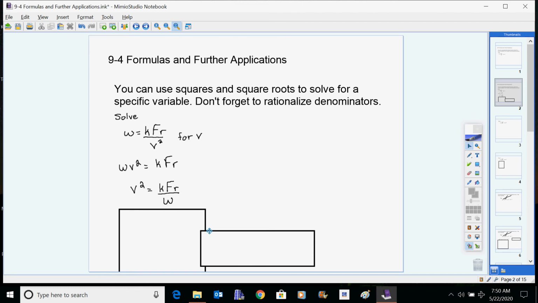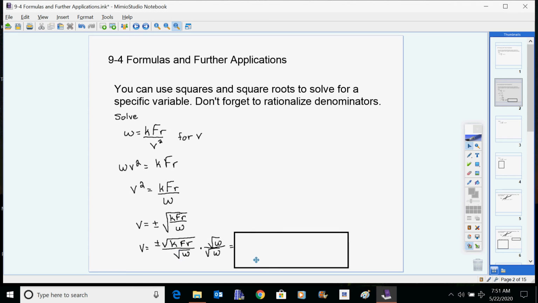And then in order to undo a square, you know that you have to take a square root, but it gives you two answers when you square root. So you have a plus or minus of the square root of this whole thing. But what that gives us is a situation where you've got a radical in the denominator, which we can't have. So we need to handle that. So you know that in order to handle that square root of w, you have to multiply by square root w over square root w, which will give you just a w in the denominator, and then all of these things in the numerator.